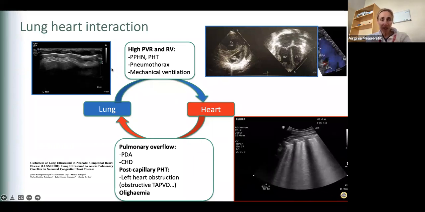So from the lung, this lung pathology would have some consequence on the heart, such as high PVR and right ventricular dysfunction, as displayed on these images. On the opposite, some heart pathology, the one which leads to pulmonary overflow, post-capillary pulmonary hypertension, oligemia, will have some consequence on the lung that you can see here. For example, you would see this interstitial lung edema.